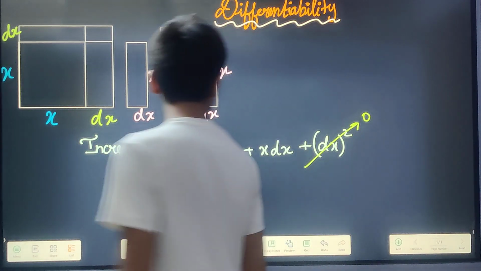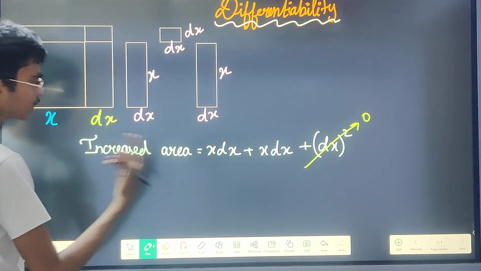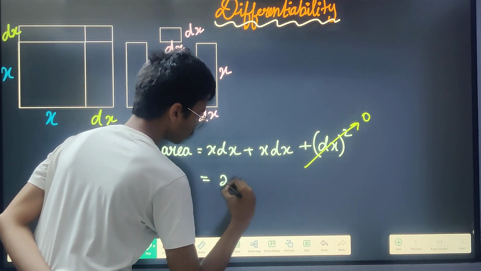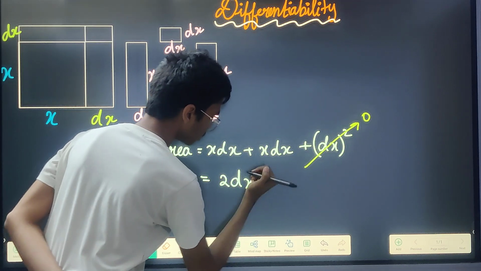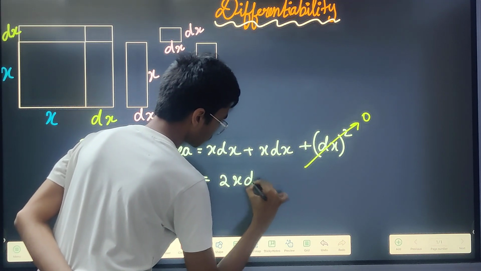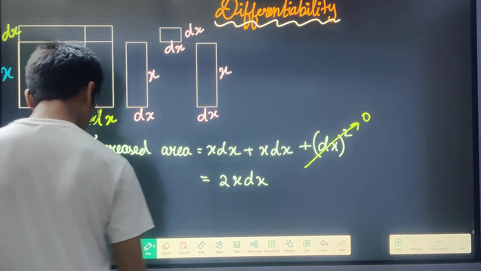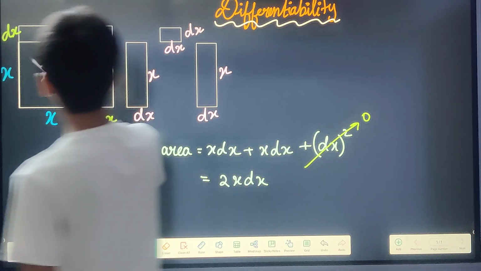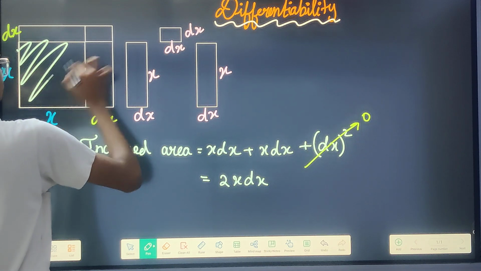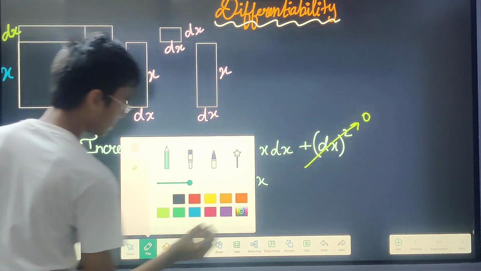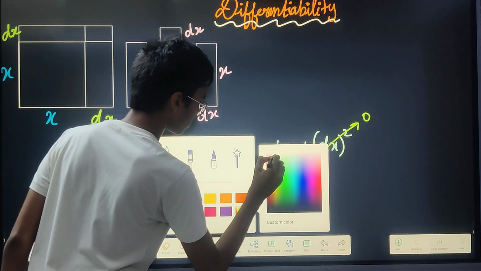Now the increased area is equal to 2x into dx, isn't it? Let us keep that. This area is there. Now what is this area? x square. So I will use this color.